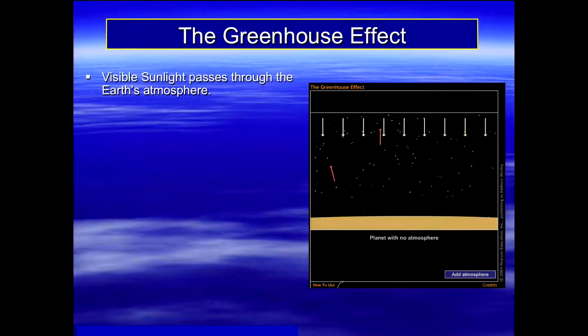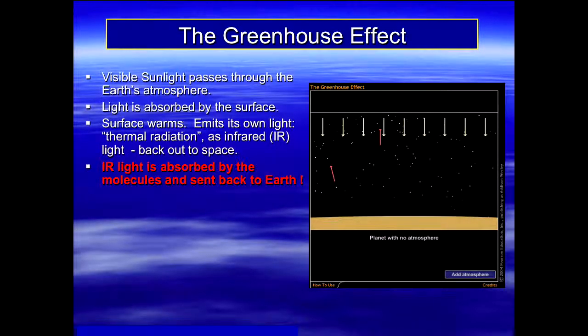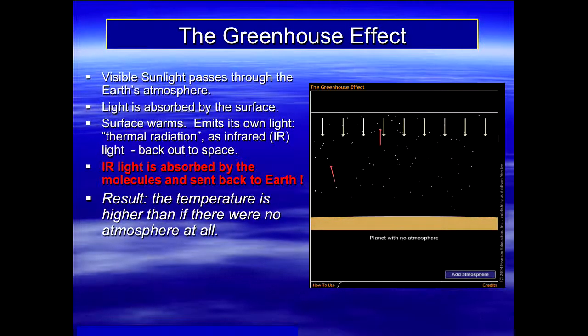So, to summarize, let's see if I can summarize. Visible sunlight passes through the Earth's atmosphere, hits the surface, warms up the surface. When the surface is warm, it emits thermal emission, infrared light. That infrared light can be absorbed by molecules and sent back to the Earth, and the result is that the temperature of the Earth is higher than it would have been. We are lucky that the Earth has an atmosphere with some greenhouse gases that perform this greenhouse effect. That has warmed up the Earth above this minus 17 degrees Celsius that would make it frigid.